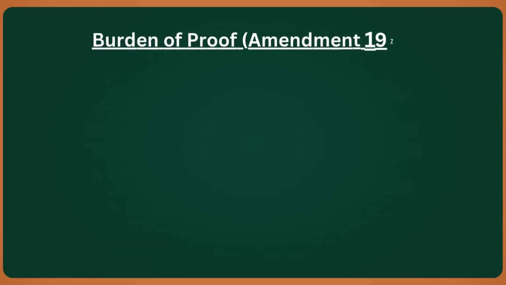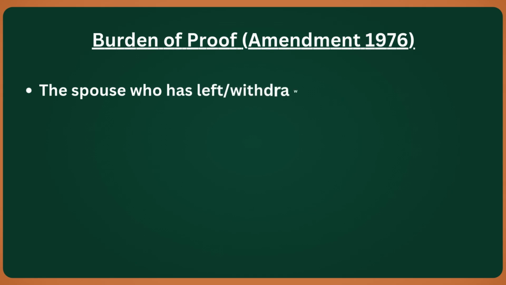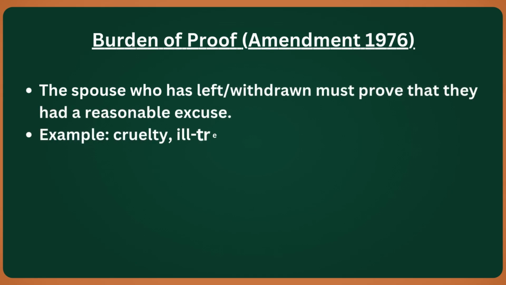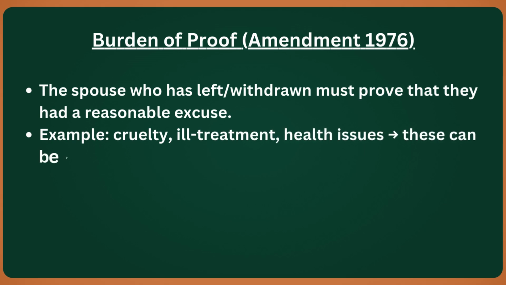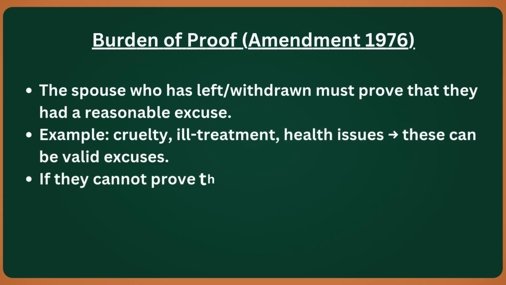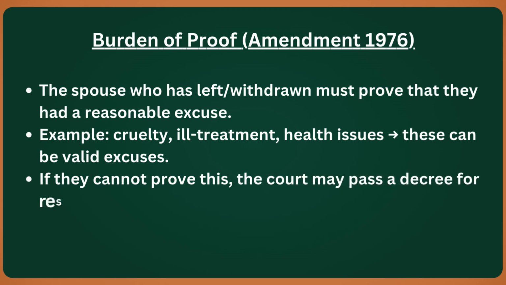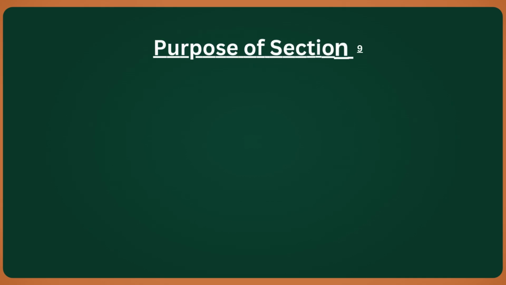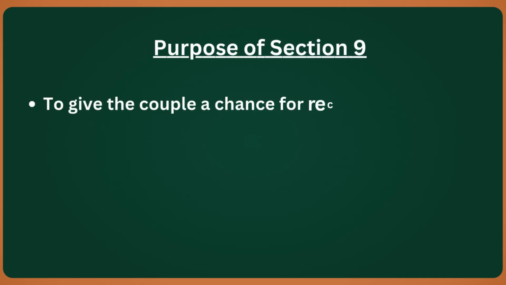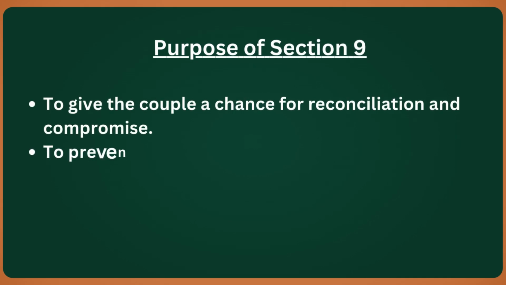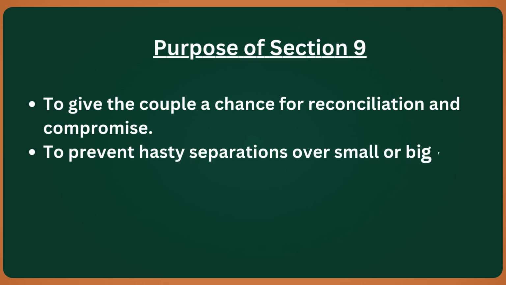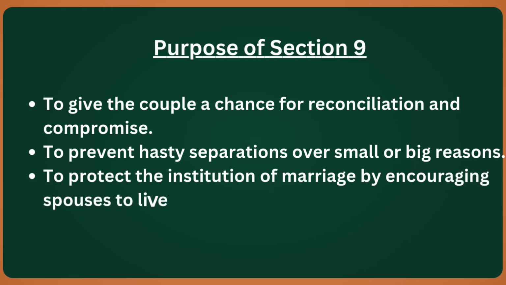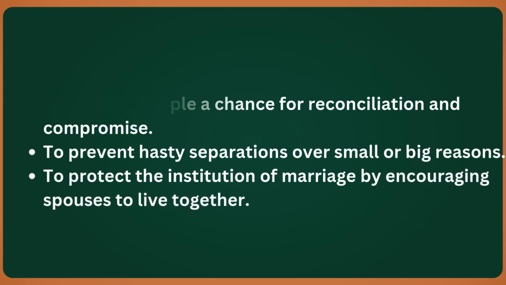Next, about burden of proof. The spouse who has left or withdrawn must prove that they had a reasonable excuse. Example: cruelty, ill treatment, health issues. These can be valid excuses. If they cannot prove this, the court may pass a decree for restitution. Next is the purpose of Section 9: to give the couple a chance for reconciliation and compromise; to prevent hasty separations over small or big reasons; and to protect the institution of marriage by encouraging spouses to live together.